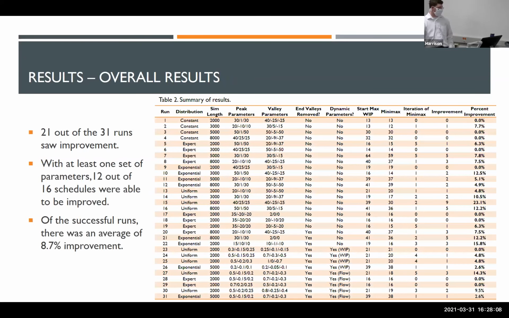And here are the raw results. The start max whip column tells you the maximum whip before the algorithm was applied. Next to that, the minimax column tells you the best maximum whip the algorithm was able to achieve. The difference between these columns is shown in the improvement column, and the percent improvement is given in the last column. A total of 21 out of the 31 runs saw improvement. Out of the 16 schedules, the algorithm was able to improve 12 of them. And of successful runs, there was an average of 8.7% improvement.